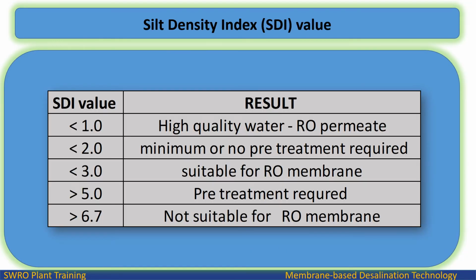SDI value less than 1 means high quality water. RO permeate SDI value less than 2 means minimal or no pretreatment is required. SDI value less than 3 means the water is suitable for RO membrane. SDI value greater than 5 means further pretreatment is needed. SDI value greater than 6.7 means the water is not suitable for RO membrane.